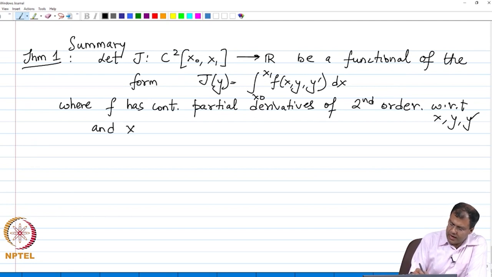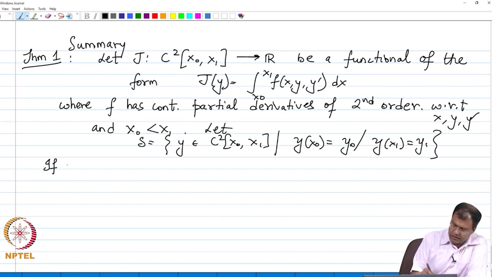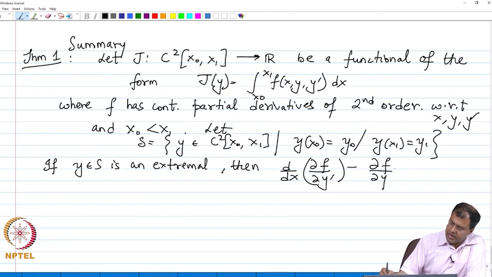And I have that x0 is less than x1, and further let my set S be the set of all second order differentiable functions from x0 to x1, such that y of x0 is y0 and y of x1 is y1. So, fixed endpoint functions. Then the result says, if y in S is an extremal, it must satisfy this particular equation, which is our expression E that we have just shown earlier. So, d/dx of del f/del y prime minus del f/del y equal to 0.